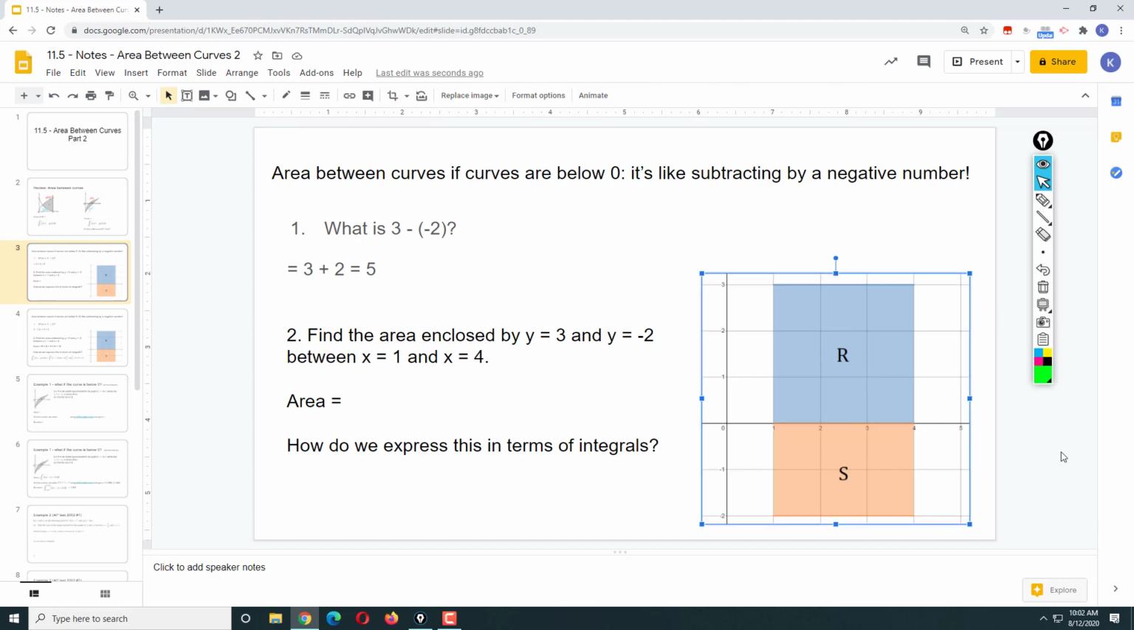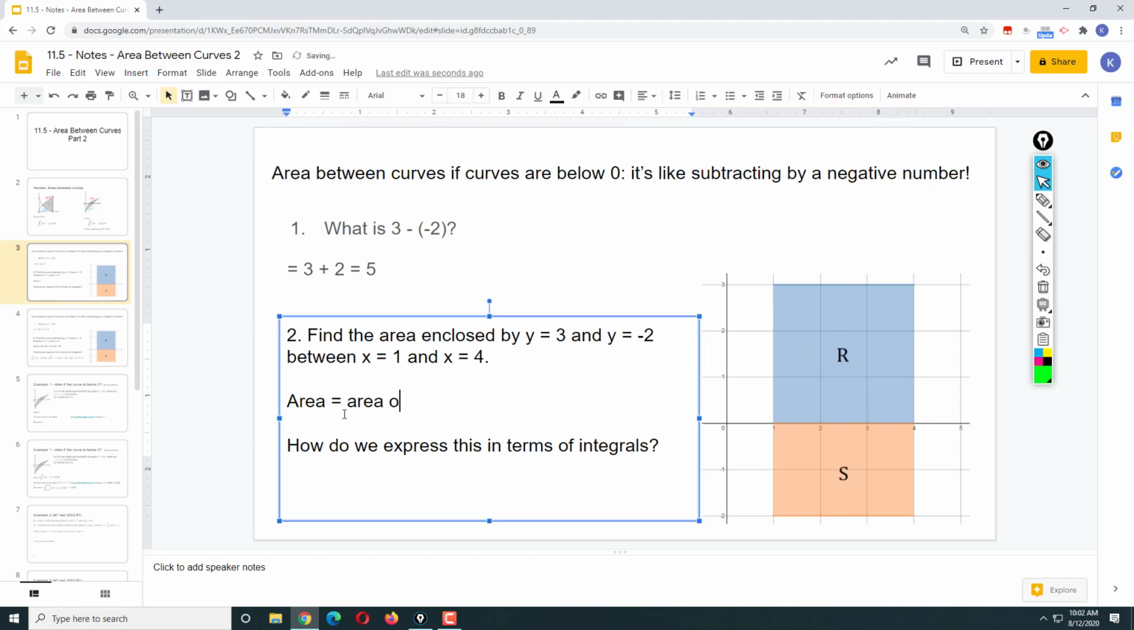I have the graph right here. The one above 0 I call R. The area below 0 I call S. So we know the area has to just be the area of R plus the area of S, which is 9 plus 6, which is 15. So it seems like, wait a minute, with areas, I'm always adding positive numbers. So if my functions are negative, how can I subtract them and still get the right answer?